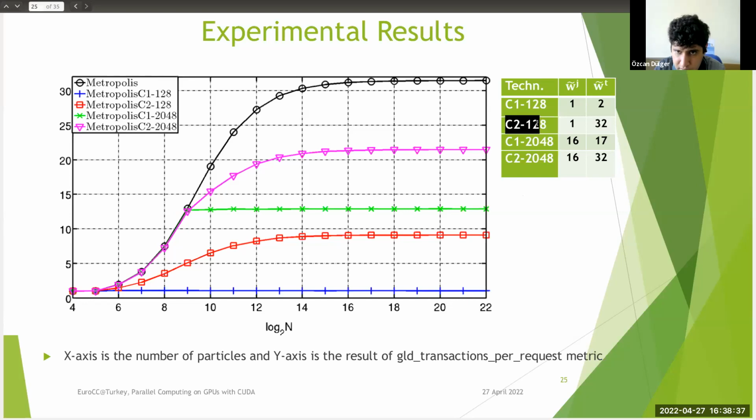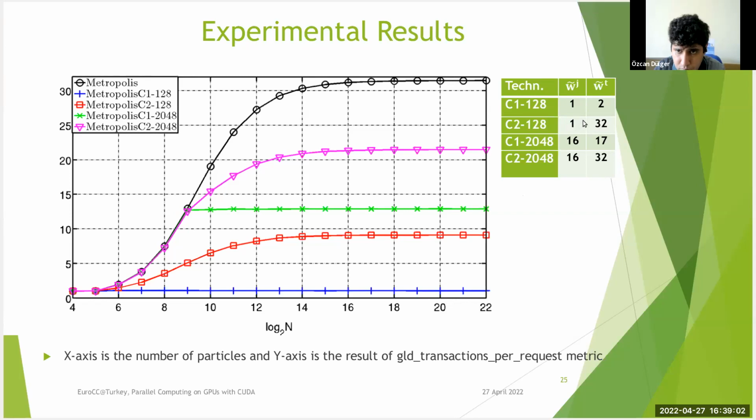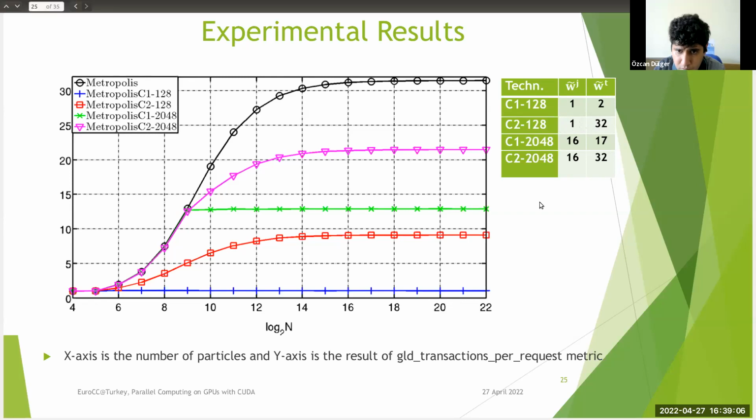And for the second approach, C2, where the segment size is 128, WJ is loaded in at most 1 transaction, and WT is loaded in at most 32 transactions. So here, the red one is the result of this one, which is around 9.